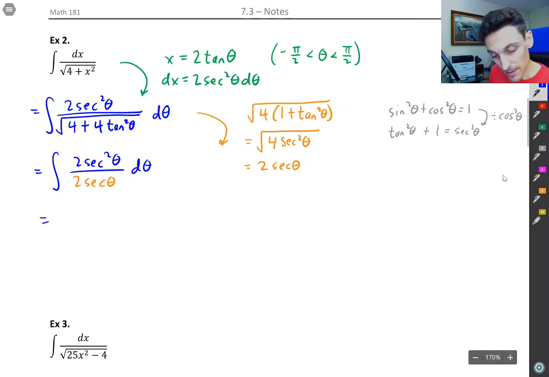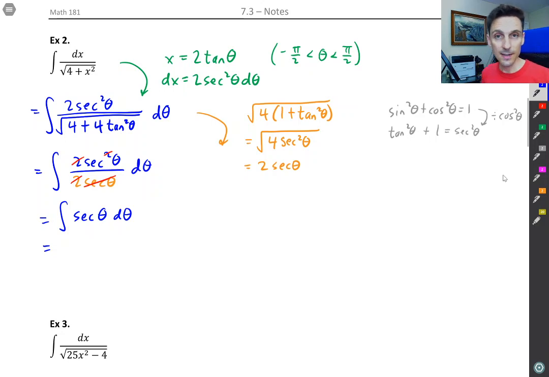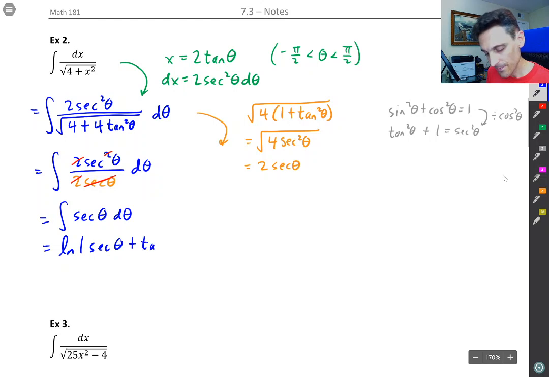Now there's a secant theta that cancels, and also the 2 cancels. So we have the integral of secant theta d theta. And the integral of secant theta, this was mentioned in a previous video. I'll give that one to you, so we can just write down this is the ln of secant theta plus tangent theta plus c.